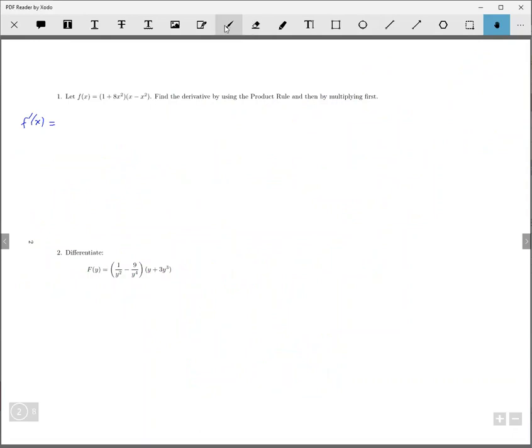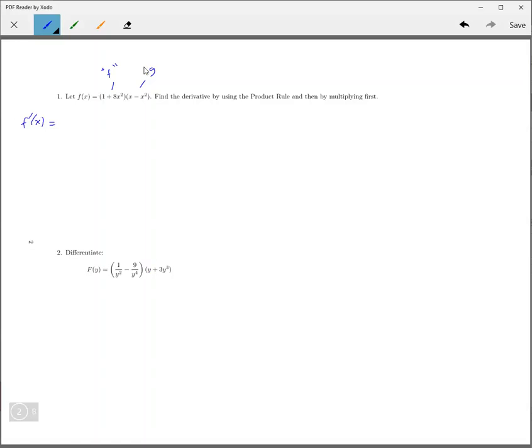Okay, so this one is like your first function. This is the first function times the derivative of the second one, which is 1 minus 2x. The derivative of x is 1, and the derivative of 2x squared is, bring the 2 down, reduce the exponent by 1, so you get 2x.